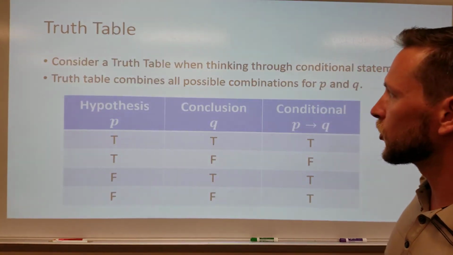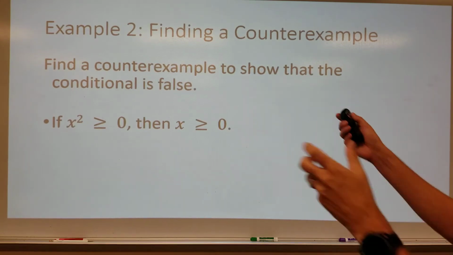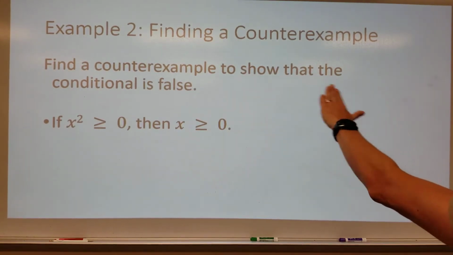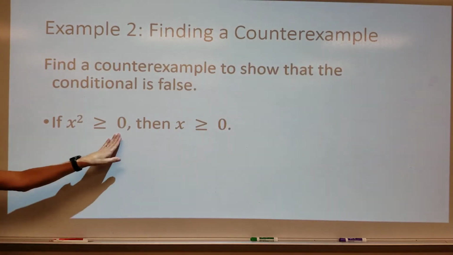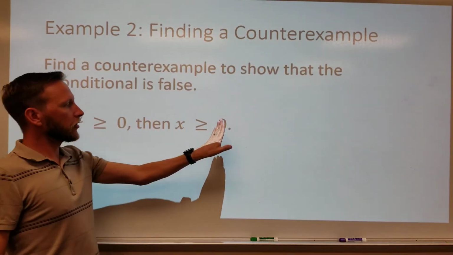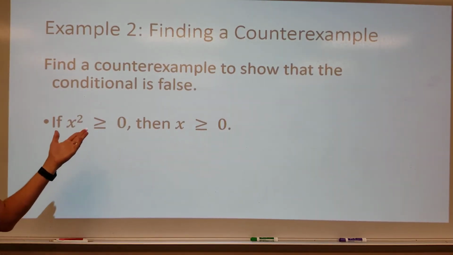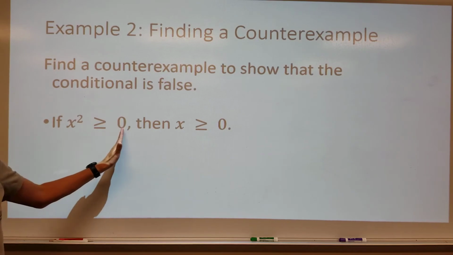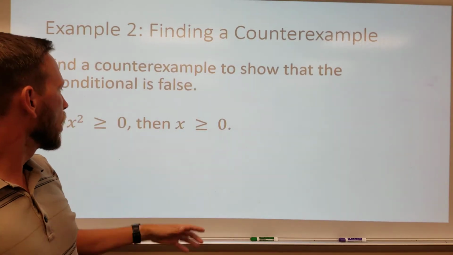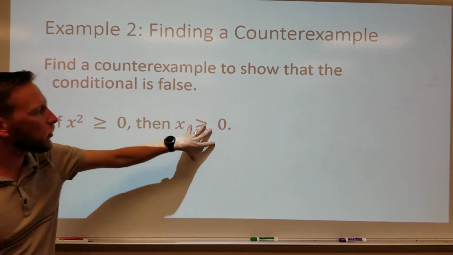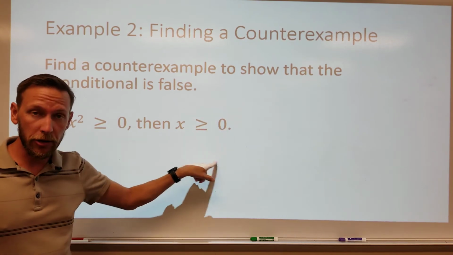For example, let's do a situation here where we have to find a counterexample. Find a counterexample to show that this conditional is false. All right, well, if x squared is greater than or equal to 0, then x is greater than or equal to 0. All right, and we can think about that. We can be like, well, 100 is 10 squared, and 100 is bigger than 0, and 10 is bigger than 0. So how do I come up with a counterexample? Well, we want this part to be true, but this part to be false. So where's a situation where x is not greater than or equal to 0?